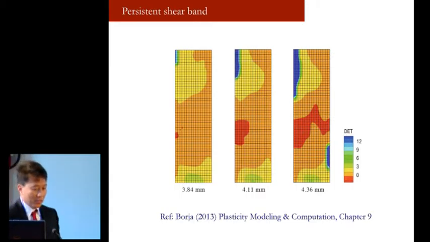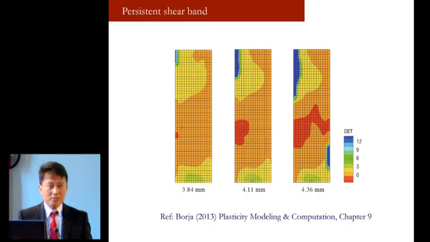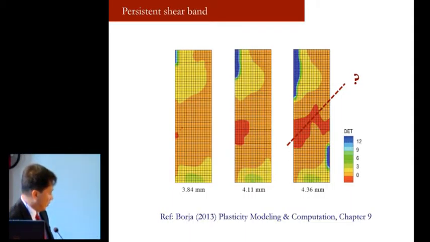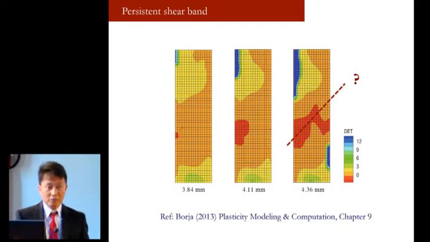So for example, this slide here shows snapshots of the so-called determinant function or localization function, which is commonly used to determine the onset of bifurcation. Red implies close to bifurcation, and other colors are above bifurcation, which means stable. So we see here at 3.84 millimeters, there is a localized deformation emerging on the left vertical face.